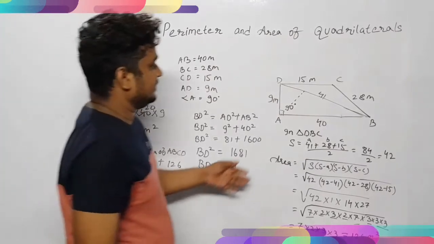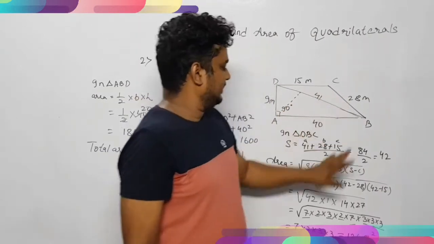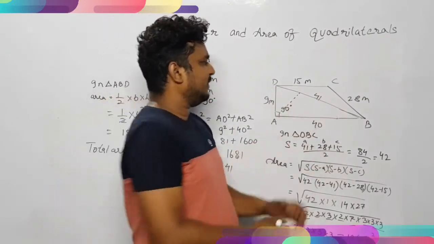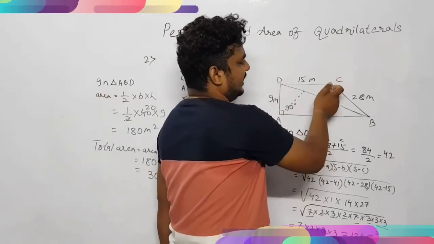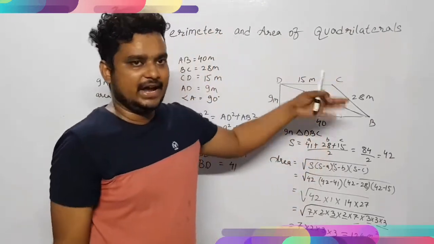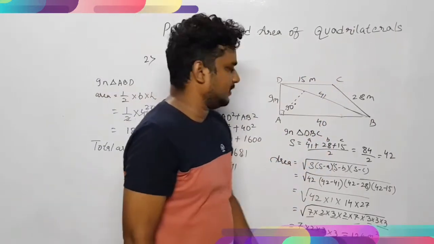In some cases you will not be able to find the height. There you can use Heron's formula. If one of the angles is given as 90 degrees, then directly you can find the height, and in that order also you can solve this question.